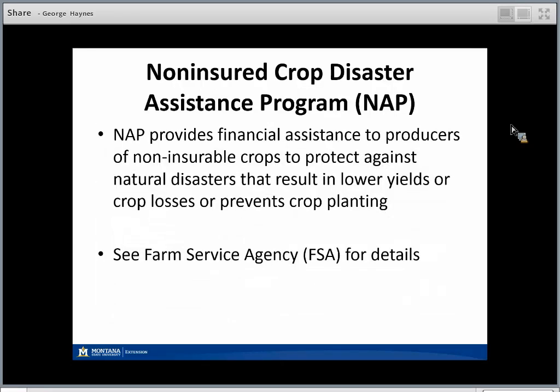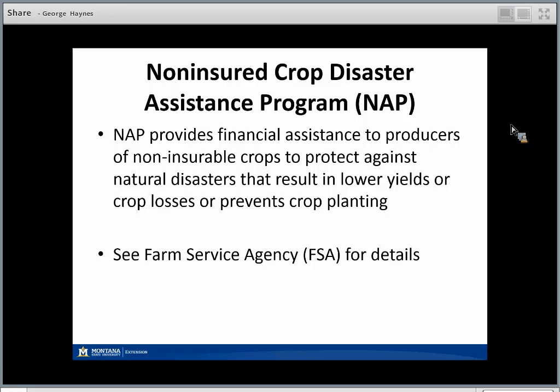There is some insurance you can buy out there where all you really pay is an administrative fee. You're really not paying for the insurance value of that, and that is called the Non-insured Crop Disaster Assistance Program. This is a program that's actually done by the Farm Service Agency. It's not through RMA, the Risk Management Agency. And the terminology here is really pretty important.